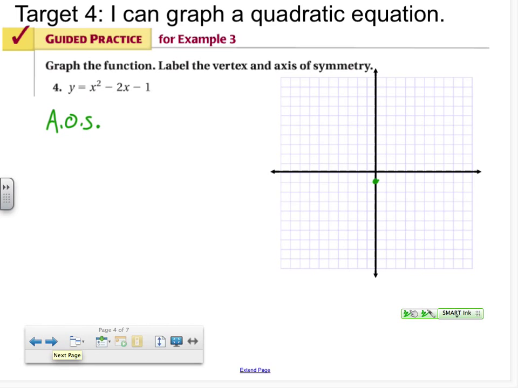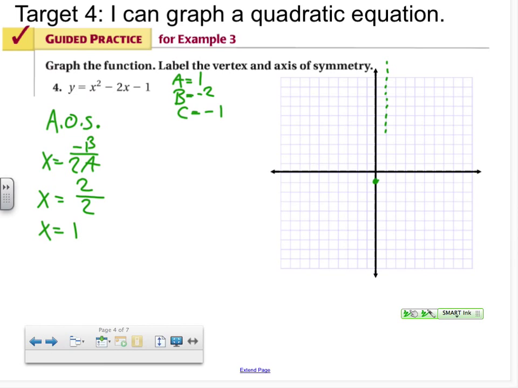Okay, my axis of symmetry is going to be at negative b over 2 times a. a is 1, b is negative 2, and c is negative 1. So when I say negative b, it's going to be a double negative, so it'll be 2 over 2 times 1, which is 2 over 2, which is 1. So my axis of symmetry is at x equals 1.